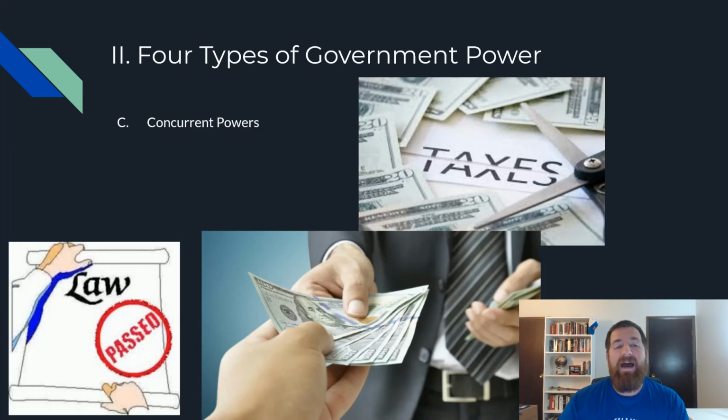Next is concurrent powers. Concurrent powers are powers that are shared by both the federal and state governments. So both of these entities have the power to do these things. Some examples of this would be taxes. There are both federal and state taxes. Another example would be the ability to pass laws. So there are both federal and state laws. And then lastly, the ability to borrow money. The federal government has the ability to take out loans, but so do the state governments. If need be, they can take out loans in order to pay for things, just like the federal government can.